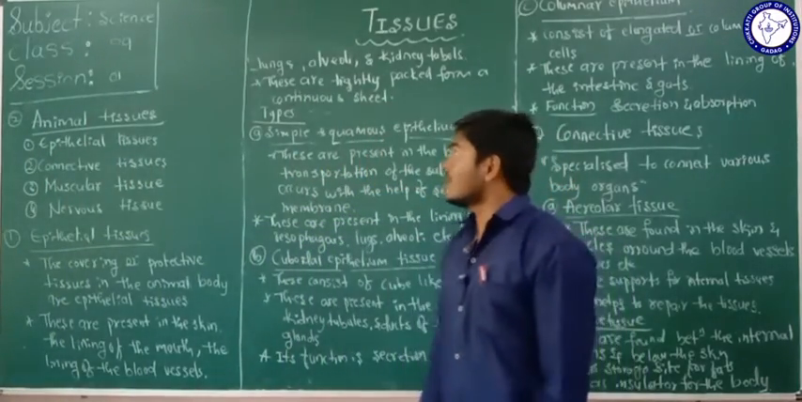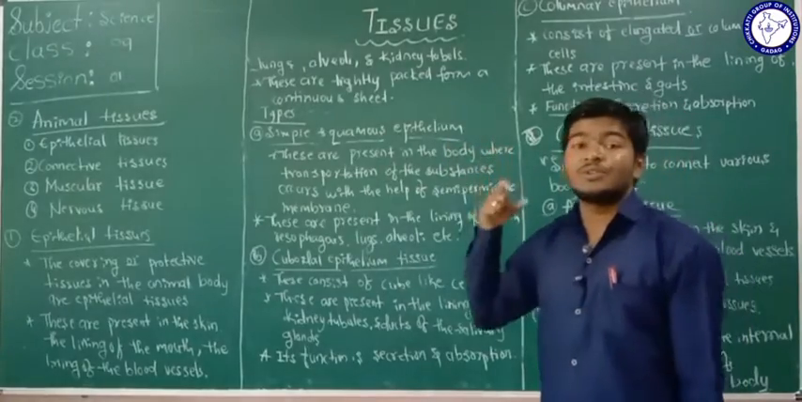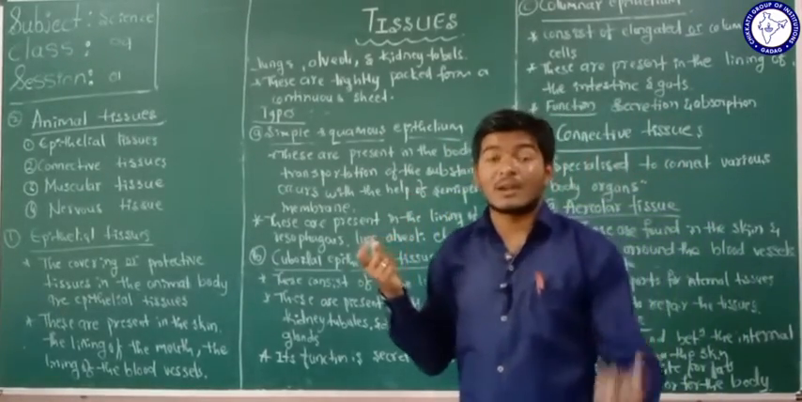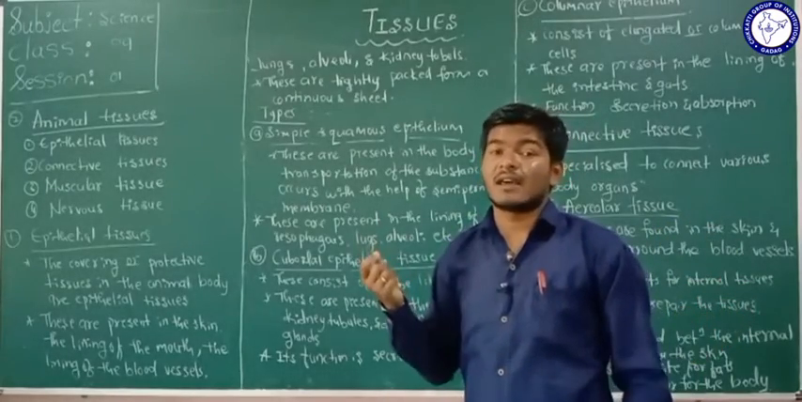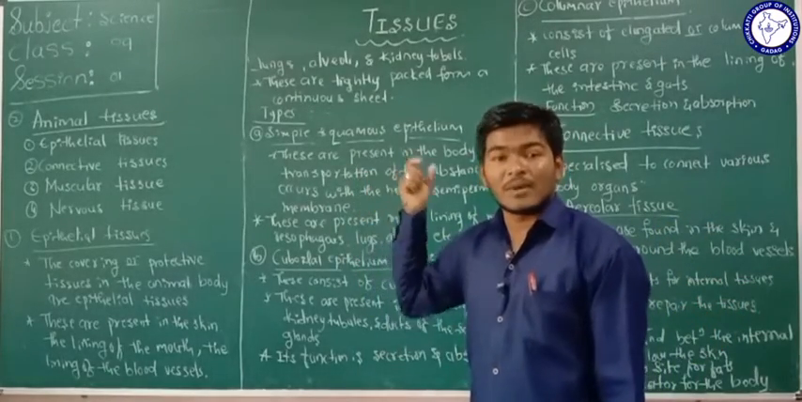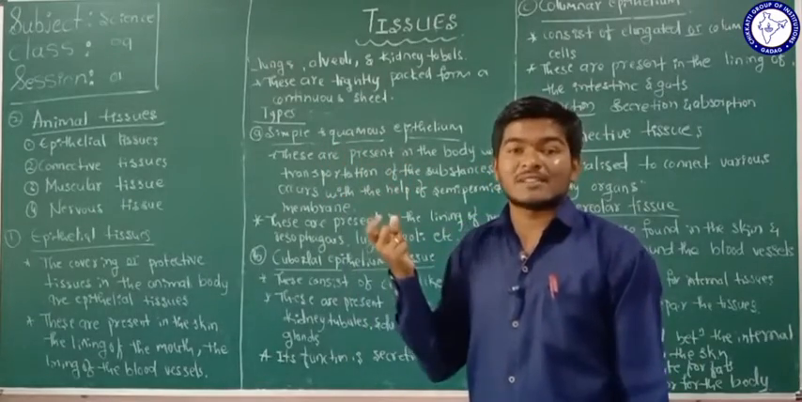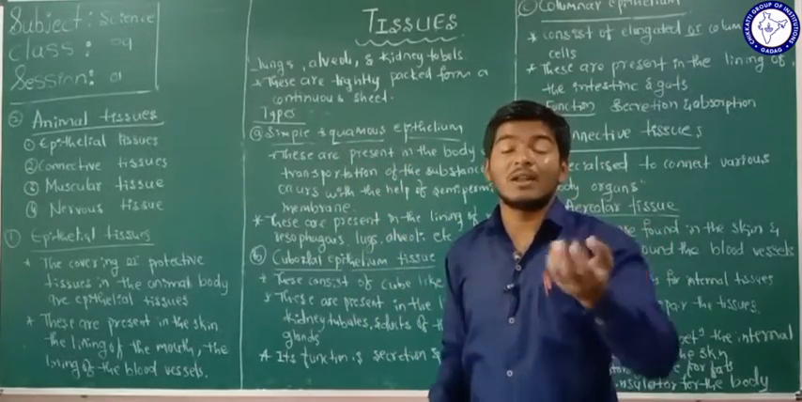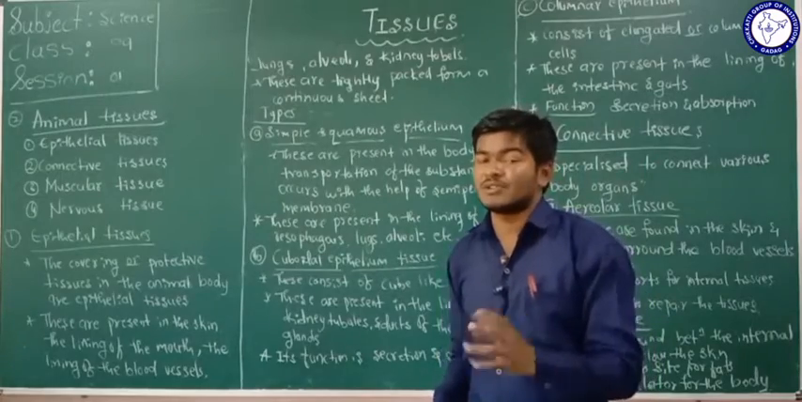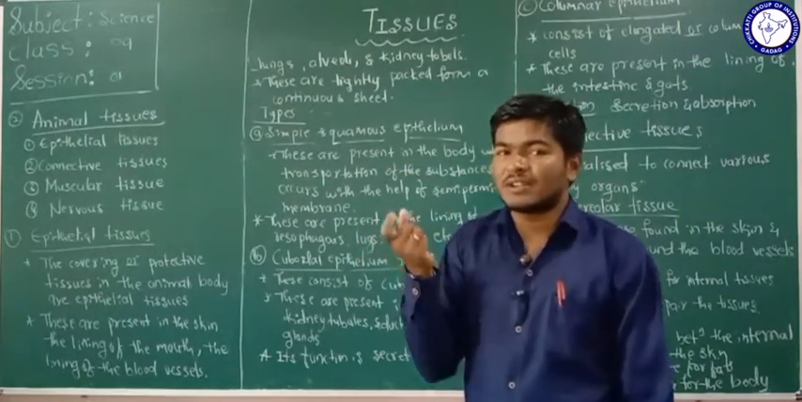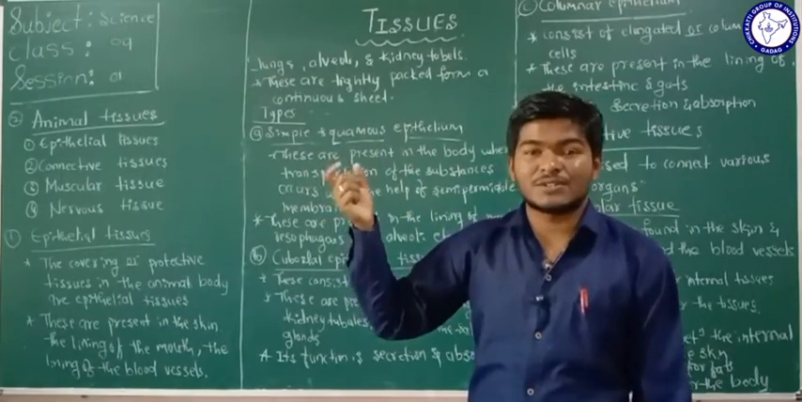In the last session, under the chapter of tissues, we studied the plant tissues. What are plant tissues? What are the types of plant tissues? They are permanent tissues and meristematic tissues. Under the meristematic tissues, we studied the different types: apical meristematic tissues, lateral meristematic tissues, and intercalary meristematic tissues, isn't it?